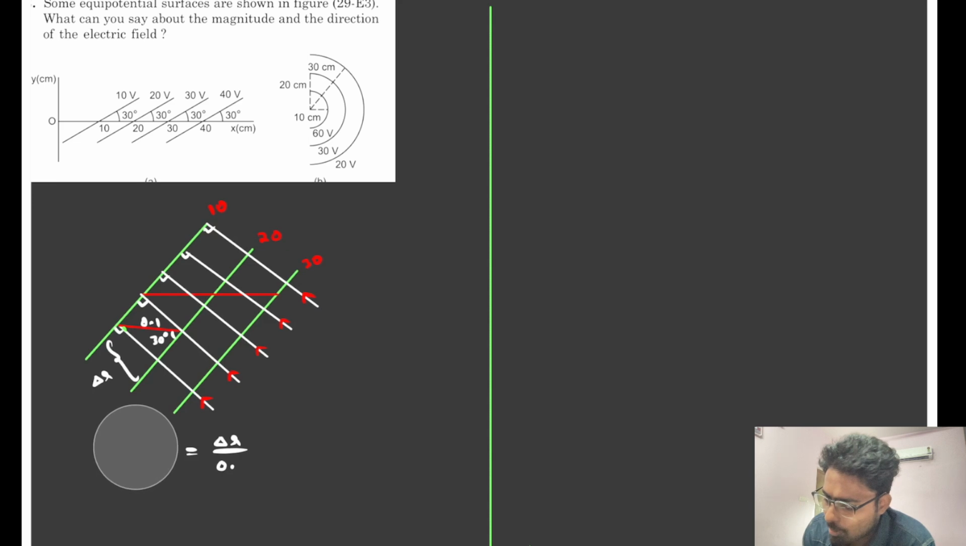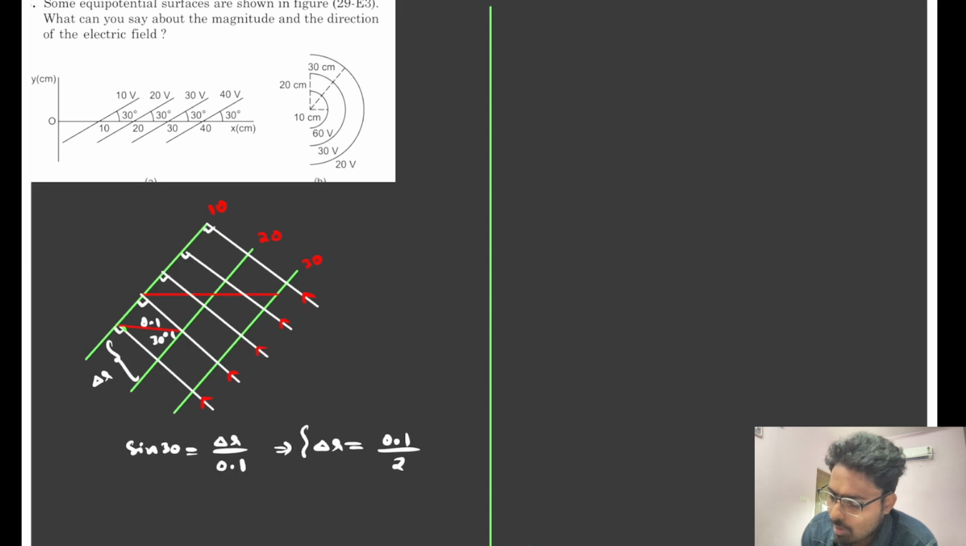Opposite side and hypotenuse I know, right? So I need to apply sin 30. Sin 30 equals opposite side delta R by hypotenuse 0.1, which implies delta R equals 0.1 divided by sin 30, which is 0.1 divided by 1 by 2. So this is the value of delta R.